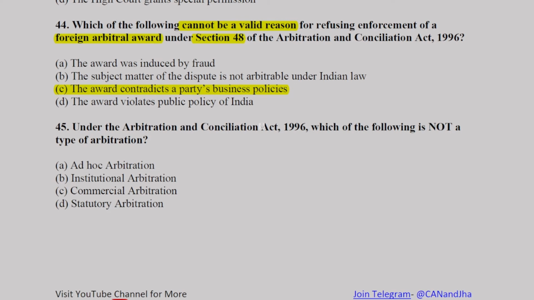Under the Arbitration and Conciliation Act 1996, which of the following is not a type of arbitration? Ad hoc arbitration, no. Institutional arbitration, no. Commercial arbitration, yes. Statutory arbitration, no. So which is not a type of arbitration? The answer is C.